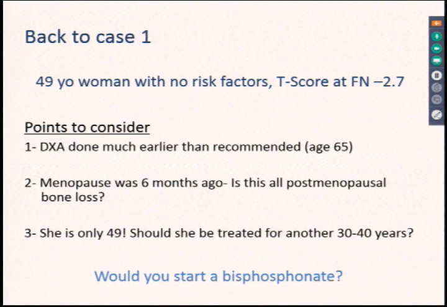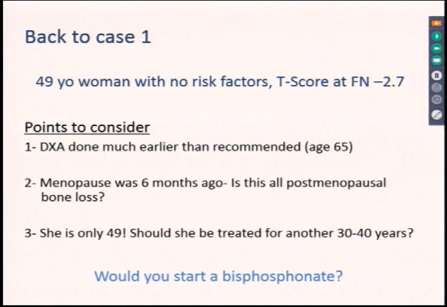All right, so with that, we'll go back to case number 1. A 49-year-old woman with no risk factors. She has a T-score at the femoral neck of minus 2.7. So technically, she has osteoporosis by definition. But the point that I want you to think about is her DEXA was done much earlier than the recommended age. Menopause was within the last 6 months. If she's a healthy woman with no reason to lose bone, she's not on steroids, she's not smoking too much or drinking too much or what have you, it's not possible to lose that amount of bone in 6 months.